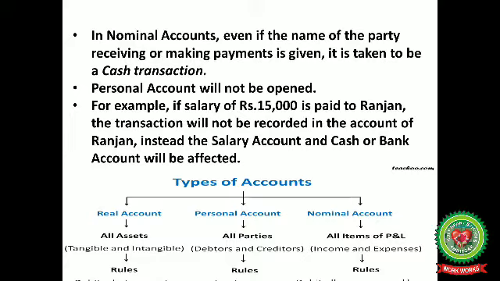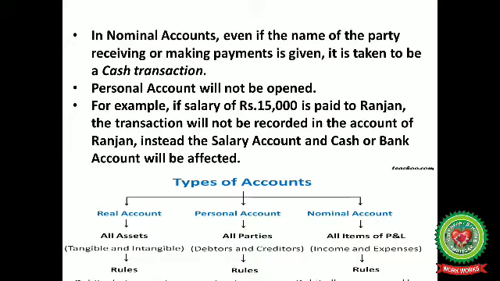Now my transaction is salary paid to Ranjan. Salary is an expense, salary is a nominal account. So all expenses will be debited, salary account debited, and now 15,000 has been paid. It means cash is decreasing, so cash account will be credited. Credit what goes out. Salary account debit to cash account 15,000.